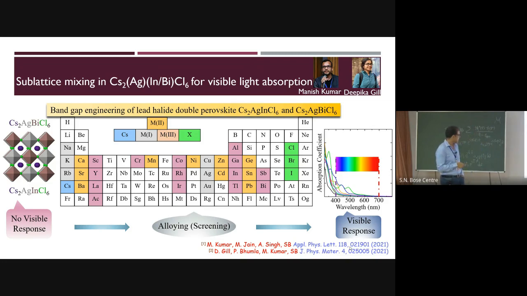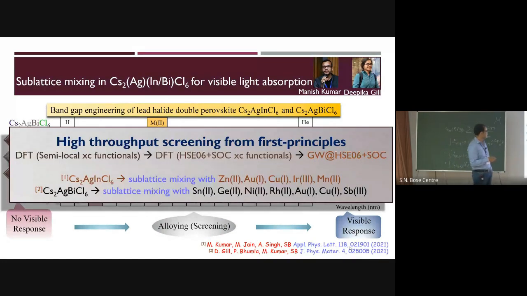If you do not have it, these are all the possibilities from the periodic table, and you can use a high-throughput methodology to screen materials which can serve our purpose of getting a visible light response. So what we did is the following. We did high-throughput screening from first principles. We started with DFT with semi-local PBE, and screened based on PBE. Then the best from PBE were screened with HSE plus SOC. The best from HSE plus SOC were treated with GW on top of HSE plus SOC.